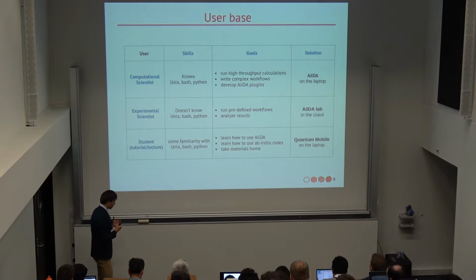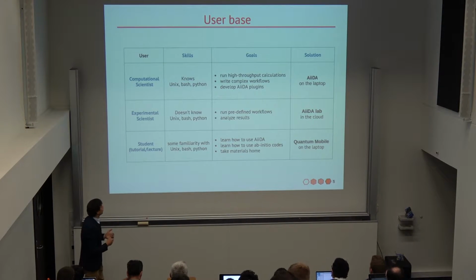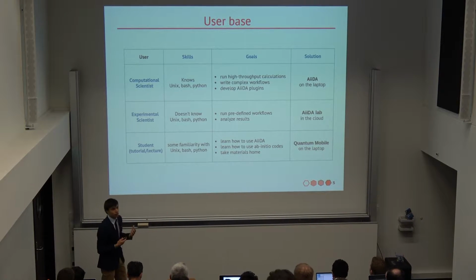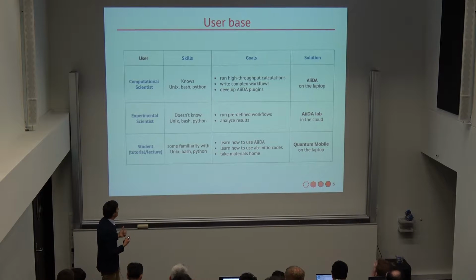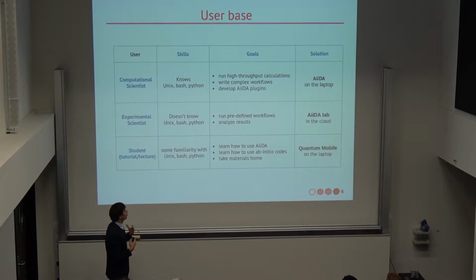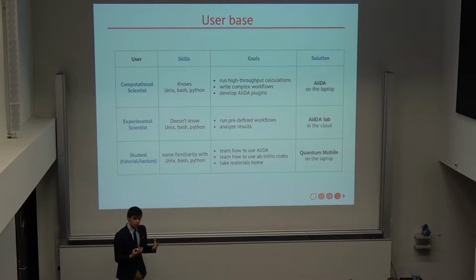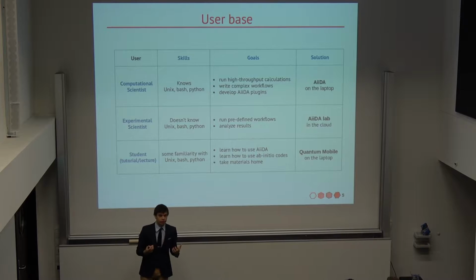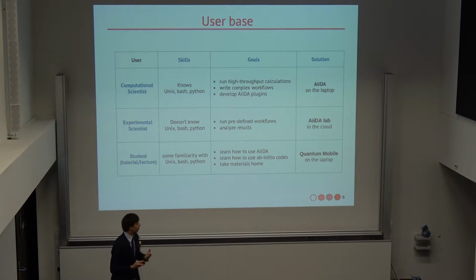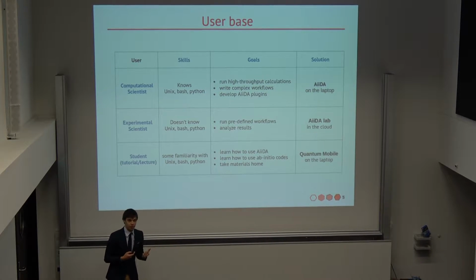So what is the user base of the infrastructure that we provide? First is AiiDA. Of course, you already know about AiiDA, and you know that it requires quite some knowledge of Python, Unix, and Bash. Knowing that, you can make high-throughput calculations, write complex workflows, and develop AiiDA plugins. But what about people who don't know how to program, but still want to use the results of your research? They want to use your know-how. For them, we provide IdleUp, which is designed for people who don't know Unix, Bash, and Python. It can run predefined workflows that you have developed, and it also helps you to analyze the results.